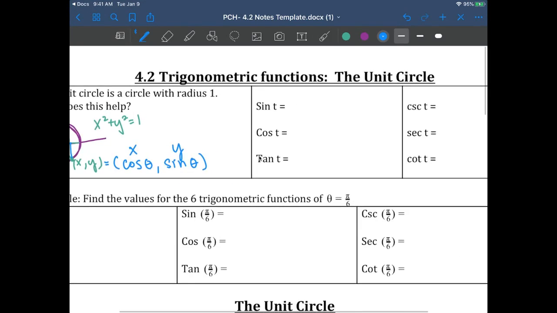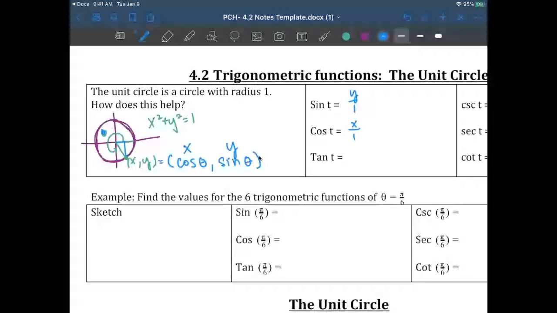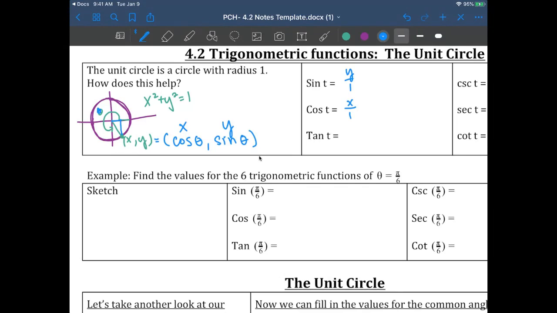All right, so sine, like I said, is the y value, so it'd be y over 1. Cosine is x over 1. The tangent is rise over run. So let's draw another example in the first quadrant, because that makes the most sense. y, x, and 1. So tangent is rise over run, so y over x. And because of excluded values, x cannot equal 0.